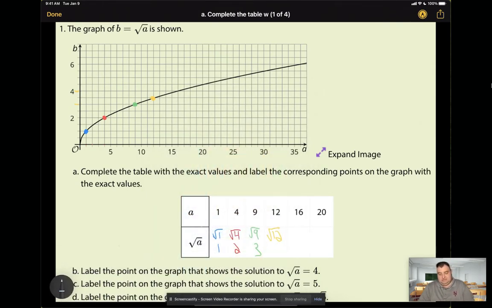Okay, 16, so this should be the positive square root of 16, which is 4. So here is a equals 16, and b equals 4 will be all the way up here. So there's your point.